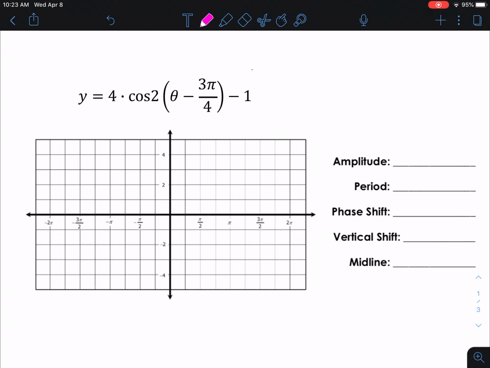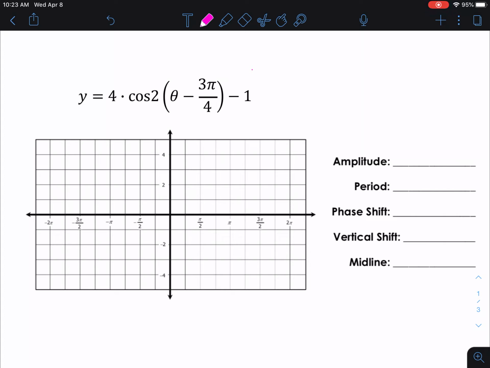Okay, so now that we've learned about phase shifts and vertical shifts, we're going to put all this together with the amplitude and the period to try to graph a function that looks like this. So let's see if we can do that. All right, so let's just start by filling out these things on the right here.